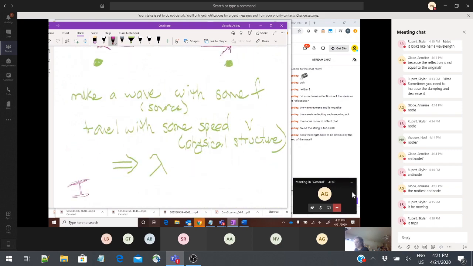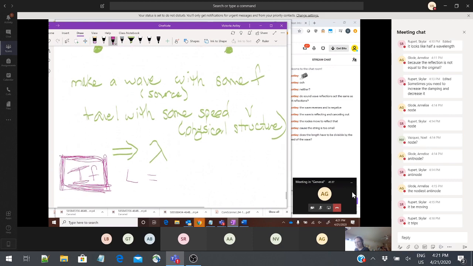If, this is a big if, L equals something. So Logan has a thought over on Twitch. Does the length have to be divisible by the speed of the wave? No, because you have meters and meters per second, but it does have to be divisible by something else that's also in meters.